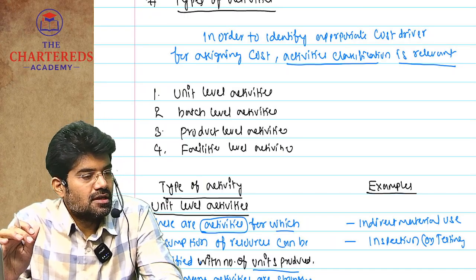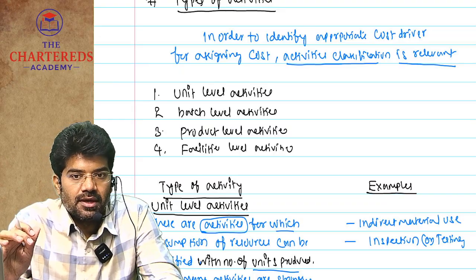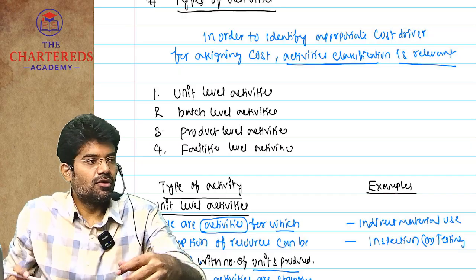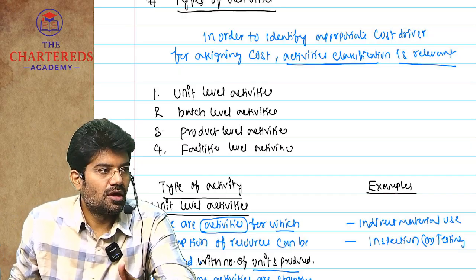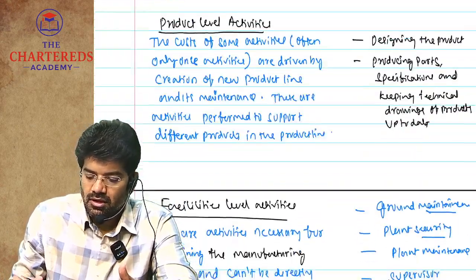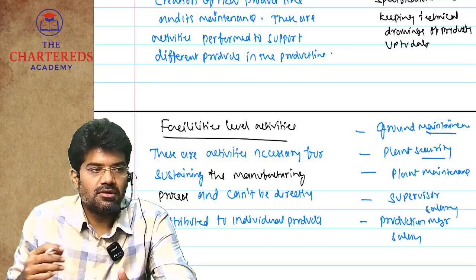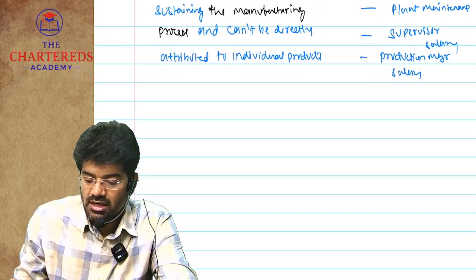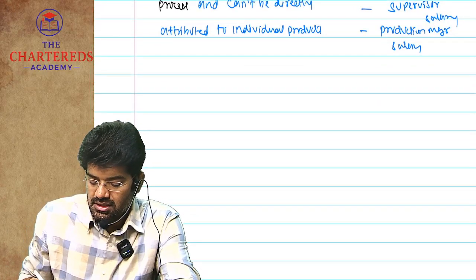So yesterday we have seen types of activities. What are those activities? Unit level, batch level, product level, and facilities level. So now we are going to the steps: how we are going to charge cost, that is overheads, on the ABC.